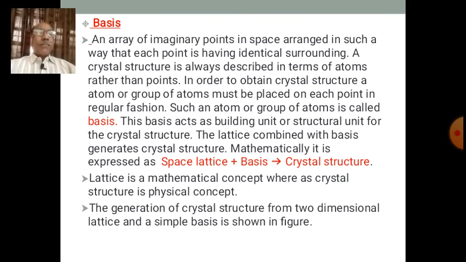The lattice combined with basis generates the crystal structure. So the lattice forms the framework, and placing a basis on each lattice point generates a crystal structure. Mathematically it can be expressed as space lattice plus basis generates a crystal structure. So a lattice is a mathematical concept, whereas a crystal structure is a physical concept. The generation of a crystal structure from a two-dimensional lattice and a simple basis is shown in the figure.